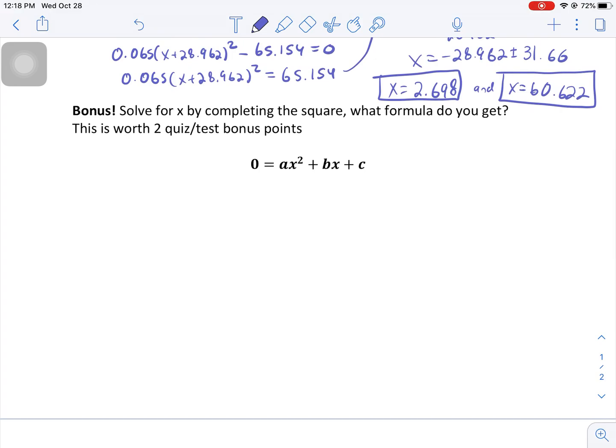Notice that on this note sheet there's a bonus. If you guys can complete the square here and solve and figure out what formula you get, I'll give you 2 bonus points on a quiz or a test. Just turn in this note sheet with that bonus done, and then I'll be able to see that. I'm making it due next Monday at midnight, so you have some time to figure it out.